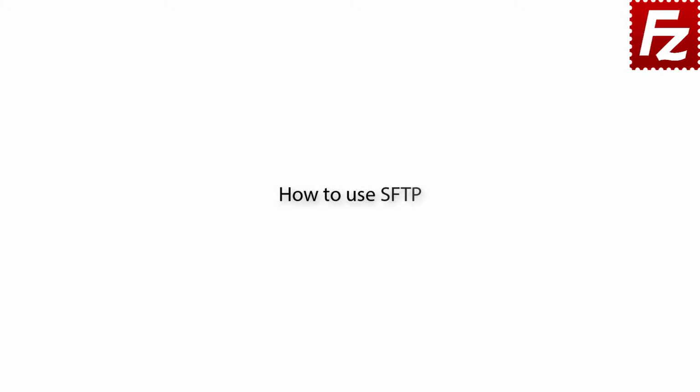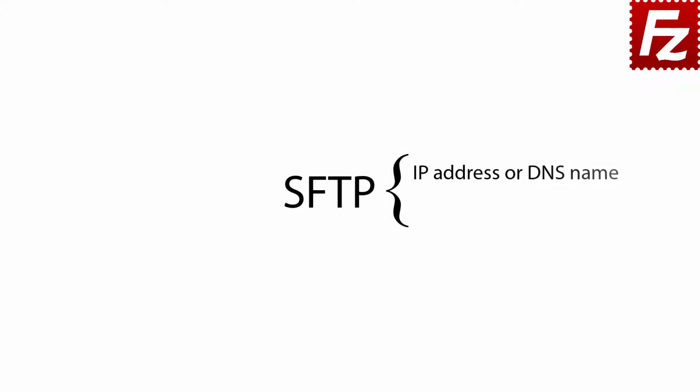In this video, we'll teach you how to connect to a SFTP server with FileZilla and FileZilla Pro. You will learn how to connect using a key file. In order to connect, you will need the IP address or DNS name of your server and the private key file. If you have only the password, configure your connection logon type as normal and use the password.